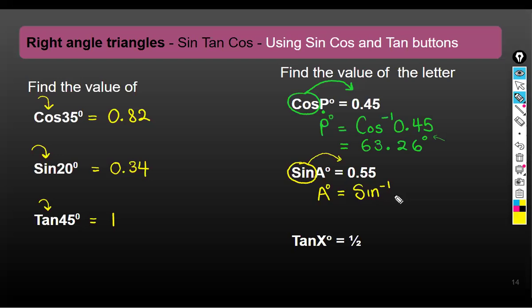You press the second function button or shift button and then sine. And who are we sine inversing? Who's waiting on that side? 0.55. Type it in and let me know what you get for angle A. And I'm seeing 33.37 if we go properly to 2 decimal places, right?